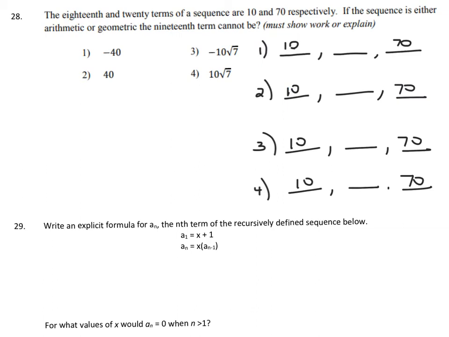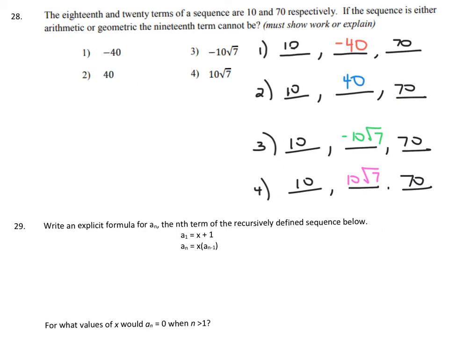Okay, so I'm going to start off this one the same way. They gave us the 18th term is 10. We don't know the 19th term, and the 20th term is 70. So I'm going to take these answer choices and plug them in one by one into each of these sequences. I'm going to go right in order this time.